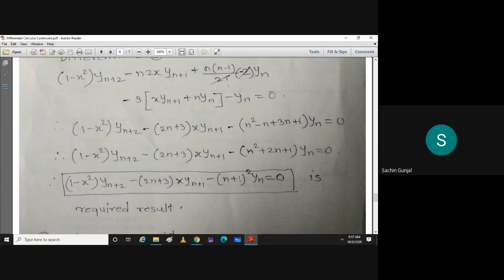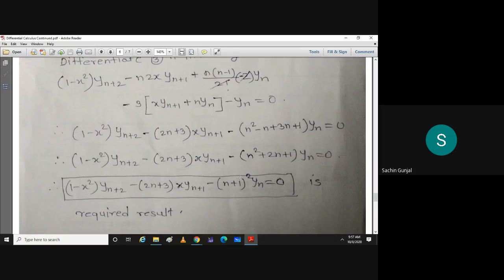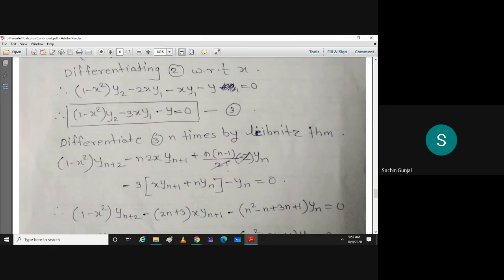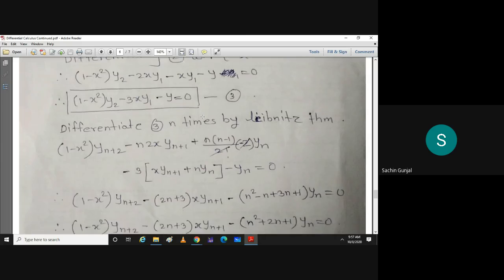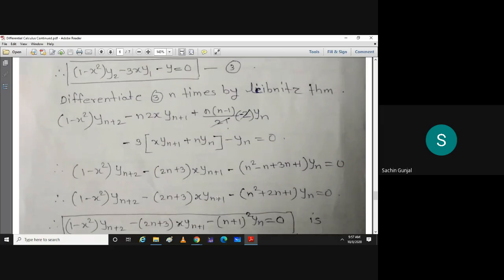This carries 5 marks in your term exam. If it is a subjective question, then it has 5 marks weightage and the distribution is 2 plus 3. Up to this step, 2 marks are there, and then this whole calculation carries 3 marks.